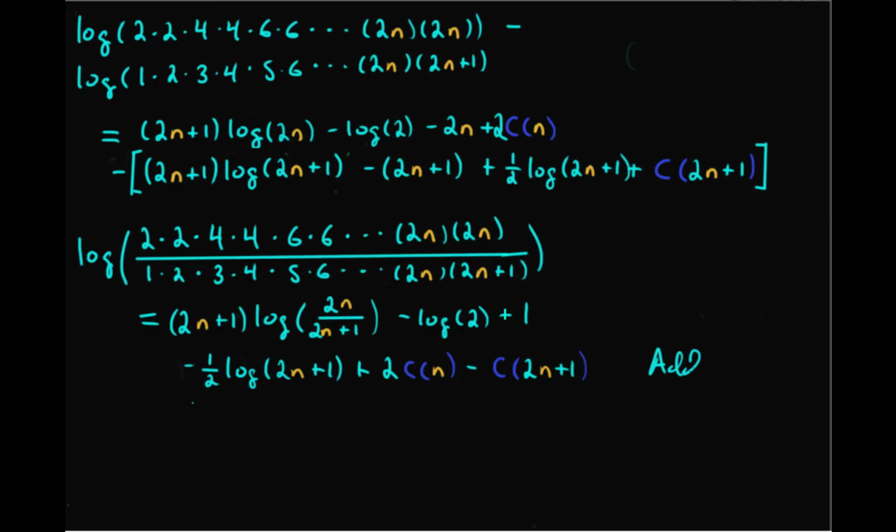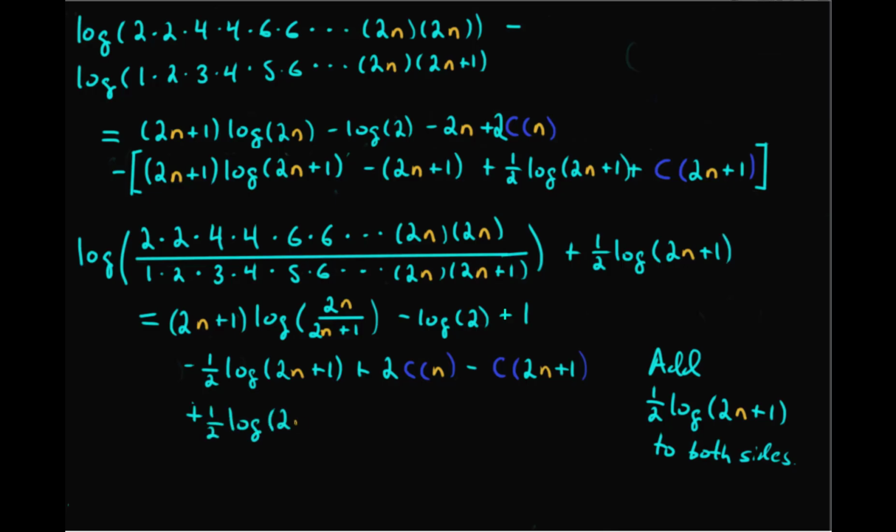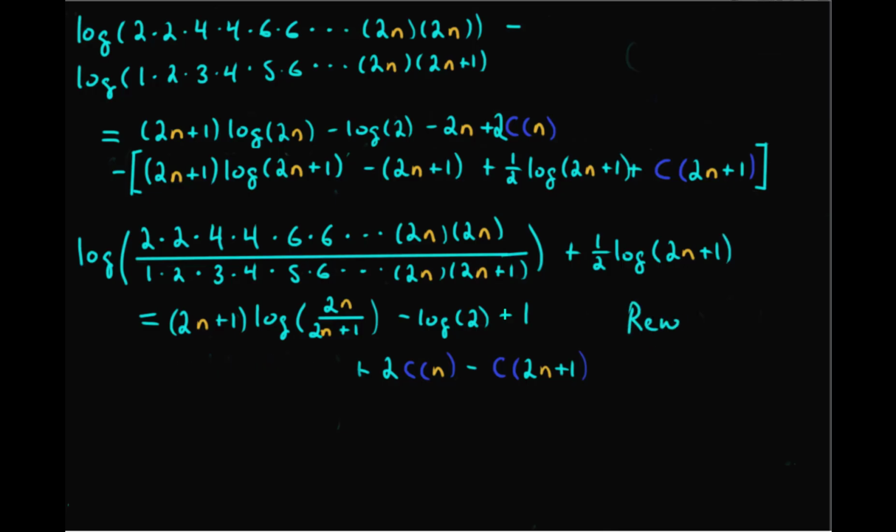Now I want to get rid of that minus 1/2 times log of 2n plus 1 term, so I'm going to add it to both sides of the equation. And now that that term, 1/2 times the log of 2n plus 1, is on the left-hand side of the equation, I can rewrite that as log of 2n plus 1 to the 1/2 power. And then by the rules of logarithms, I can pull it into the product of terms, and so it's going to show up there as the final term in the numerator, 2n plus 1 to the 1/2.